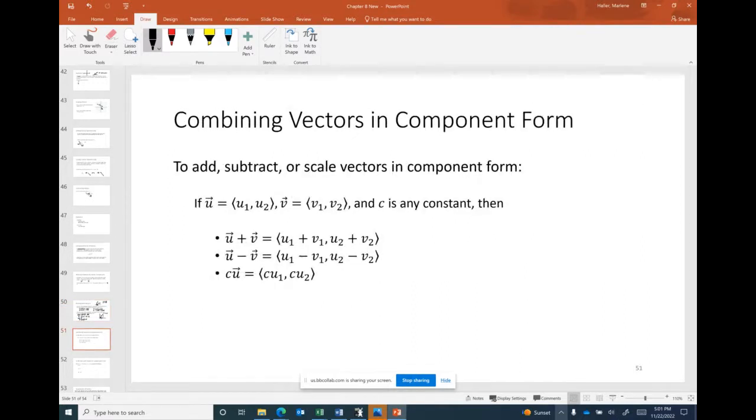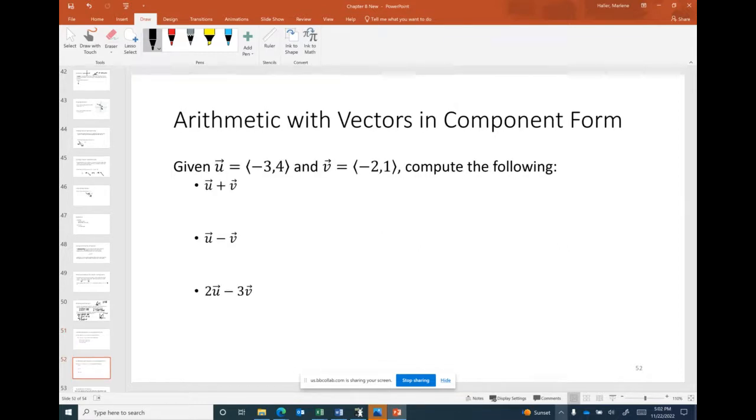All right, so when vectors are in their component form, they're easier to deal with when we want to add, subtract, or scale them. If we add the vectors, we just add the horizontal components and add the vertical components. To subtract them, we subtract the horizontal components and subtract the vertical components. To scale it, we multiply both the horizontal and the vertical component by that scale factor.